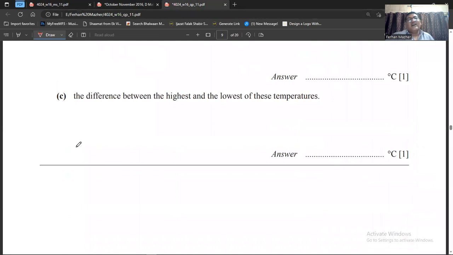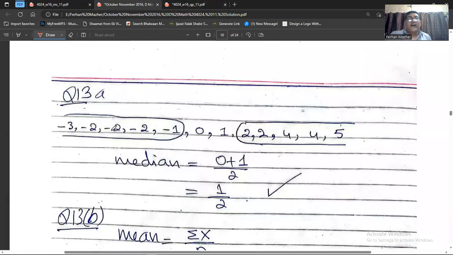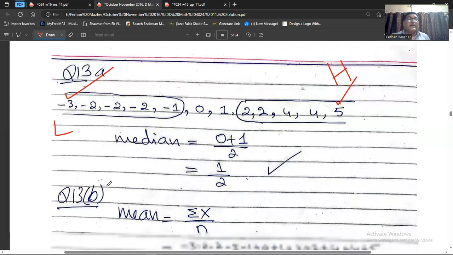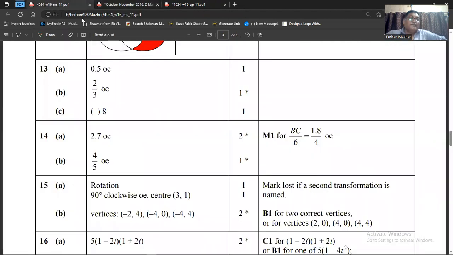Okay, then question number 13, part C: the difference between the highest and the lowest of these temperatures. What is the highest temperature here? That is 5. And this one is the lowest temperature. So just subtract them. It will be 5 minus -3, which is 5 plus 3, and that will be 8. 8 is the right answer, sir.